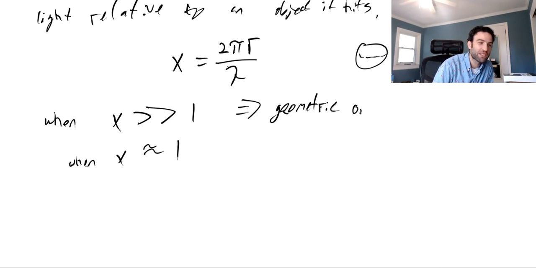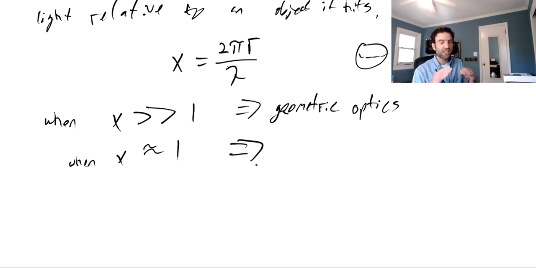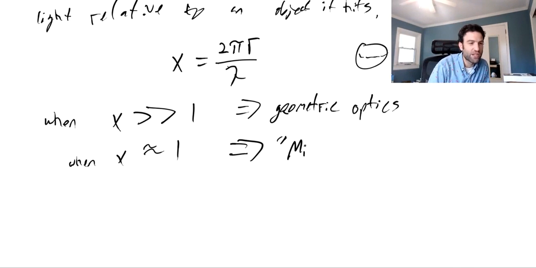When x is some number that's close to 1, maybe it's 10, maybe it's 0.1, within an order of magnitude of 1, light will come in, interact with that object in some complicated way, and then get sent back out, scattering off the object in some particular set of directions. When x is close to 1, it's a complicated process, and it's known as Mie scattering.